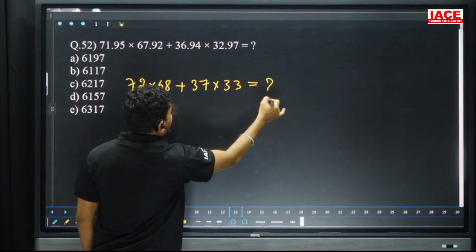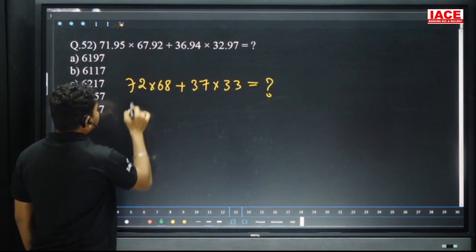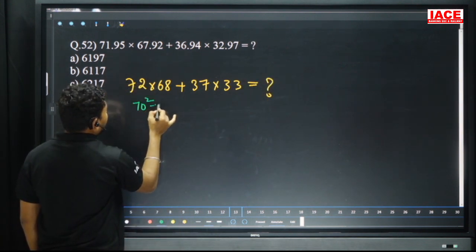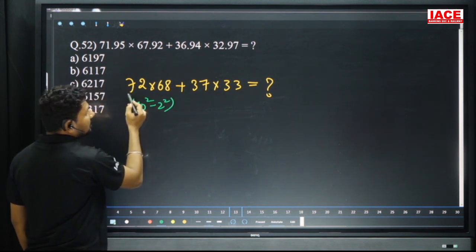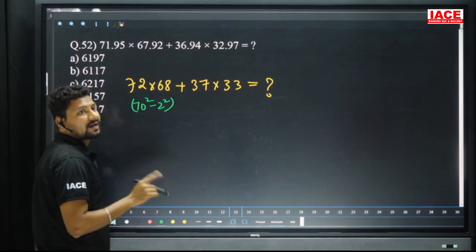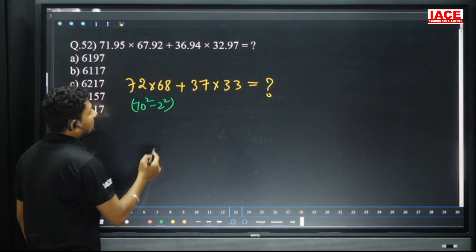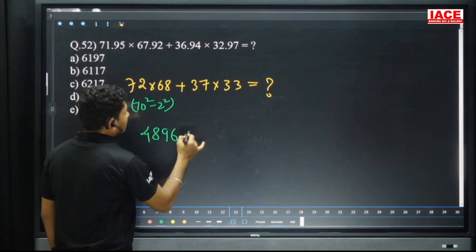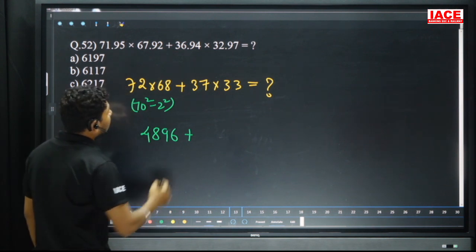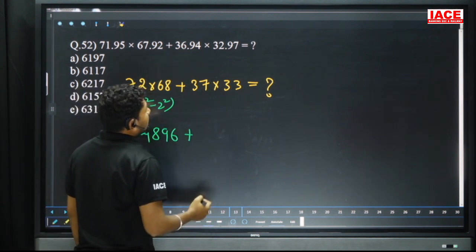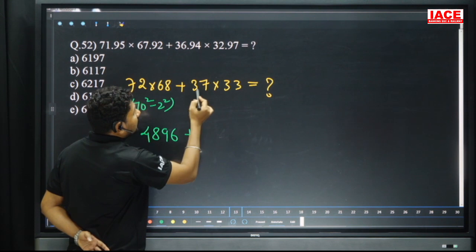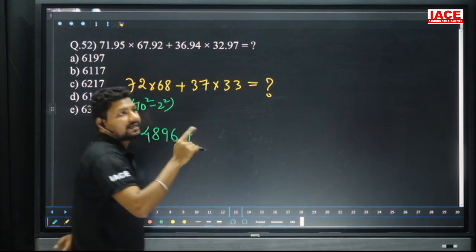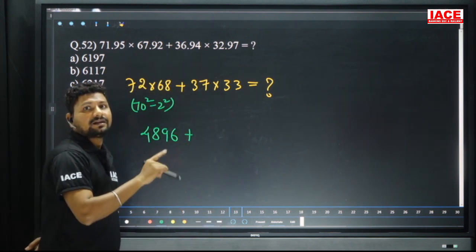Next, 71.95 is 72 into 68 plus 36 into 94, we can write 37 into 33. We should solve this question. Here we can write 70 plus 2, 70 square minus 2 square. 70 plus 2, 70 minus 2. 70 square value is 4900. From 4900, 2 square value 4 will be removed. 4896 plus here 37 into 33. 37 into 33, 3 will be multiplied.